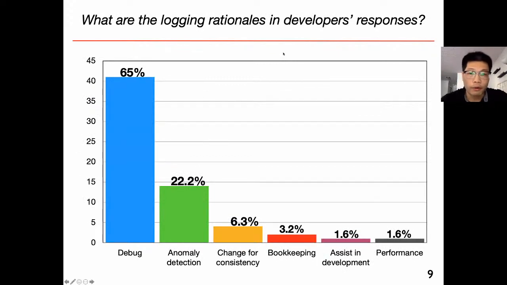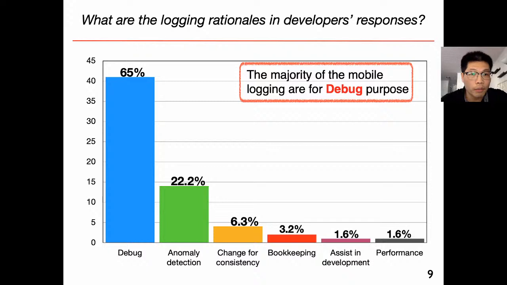And then we follow an iterative approach to put all the responses into different categories. And finally, we identify 6 different rationales based on all the responses. And we found that the majority of the mobile logging is for debug purposes. Such may explain why most of the logging statements are more often deleted.